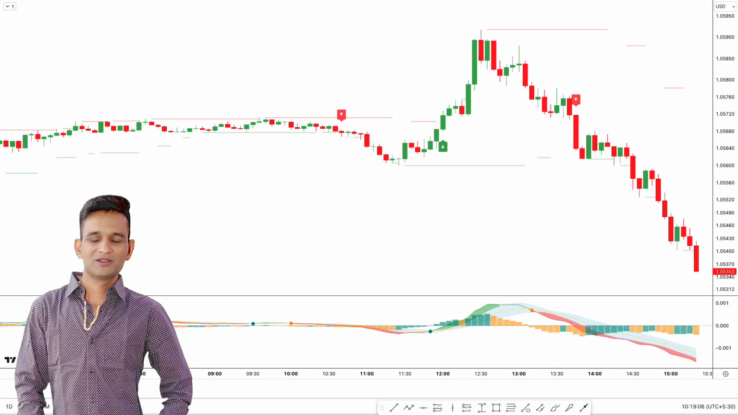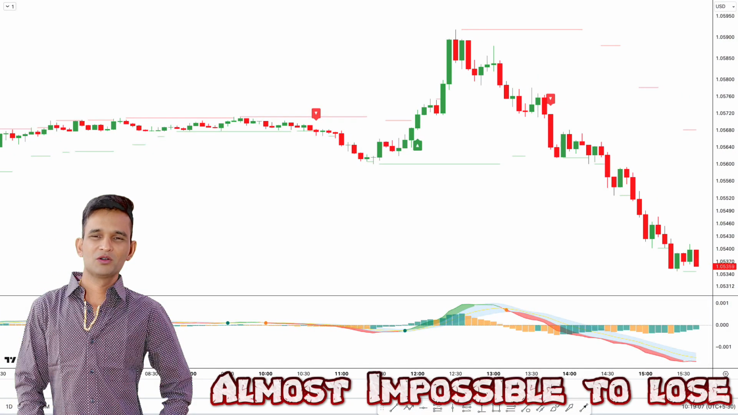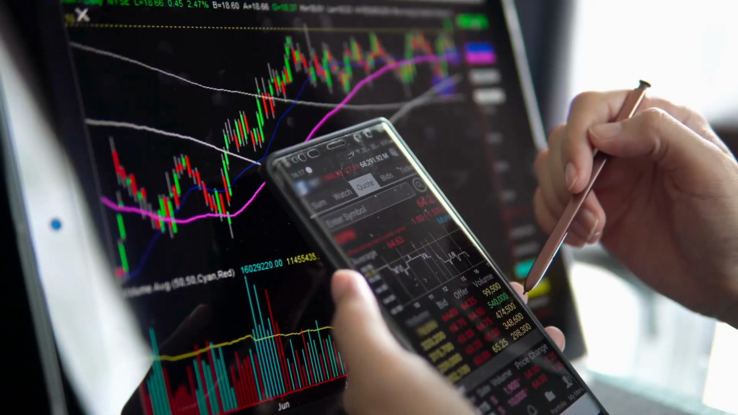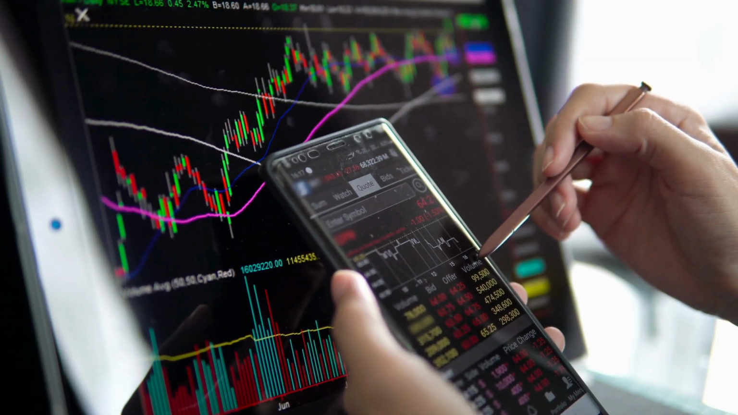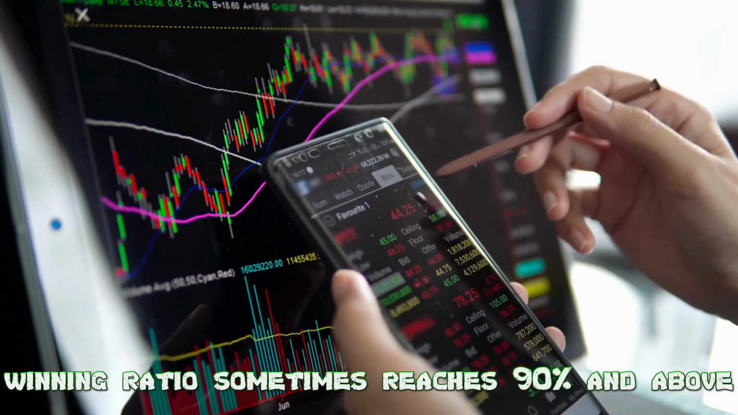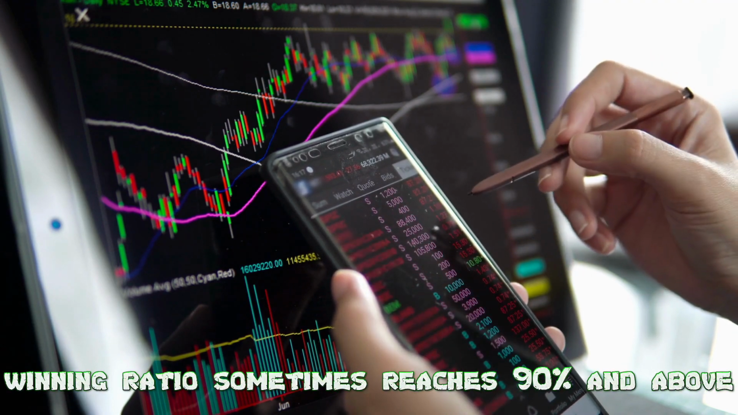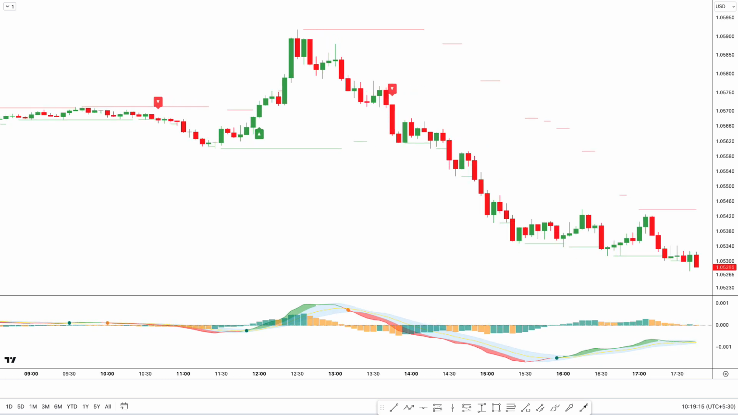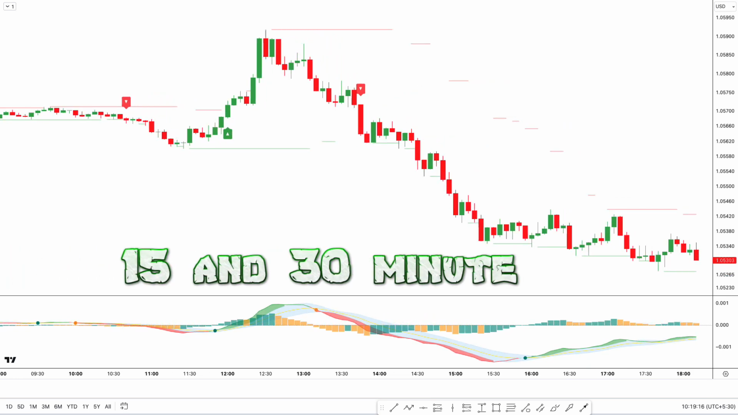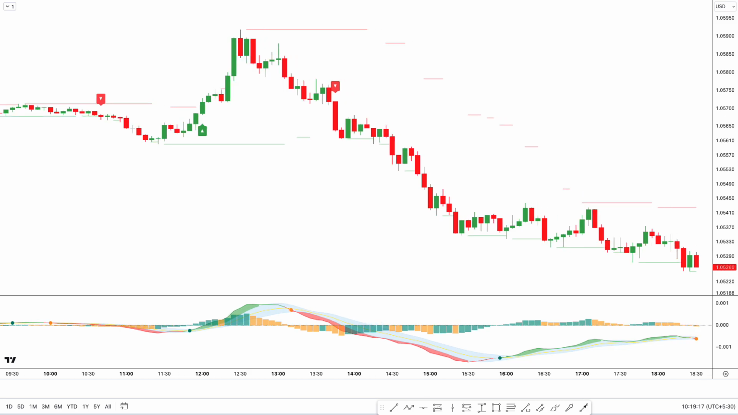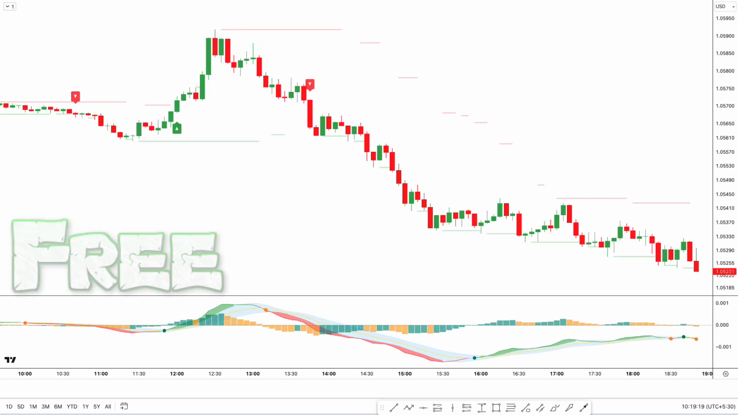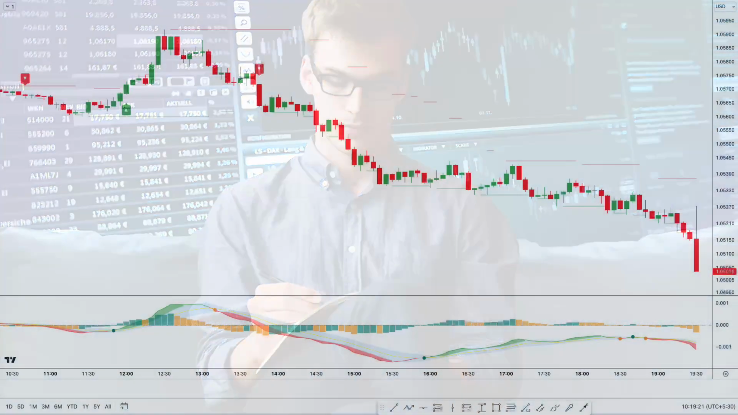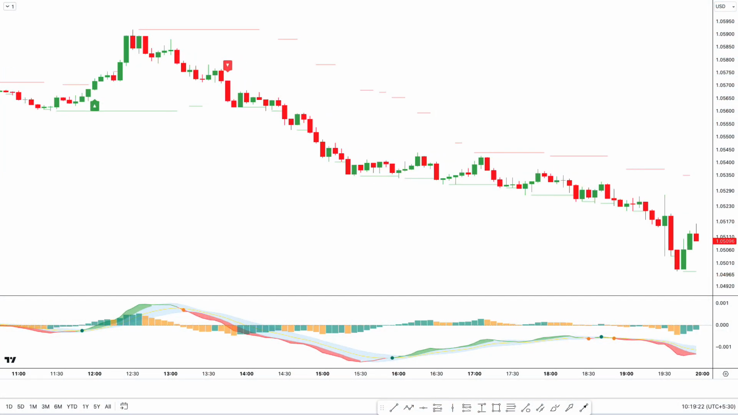With this trading strategy, it is almost impossible to lose. I tested it on many trading instruments and the results were incredible. The winning ratio sometimes reaches 90% and above. It's particularly well suited for short-term trading on intervals like 15 and 30 minutes. Plus, all the necessary indicators are freely available. In this short tutorial, I'll guide you on setting up this strategy and understanding when to enter and exit trades.